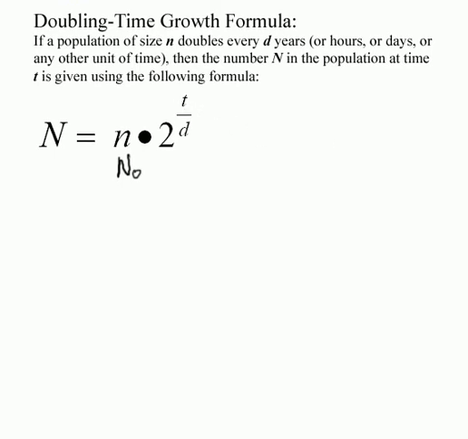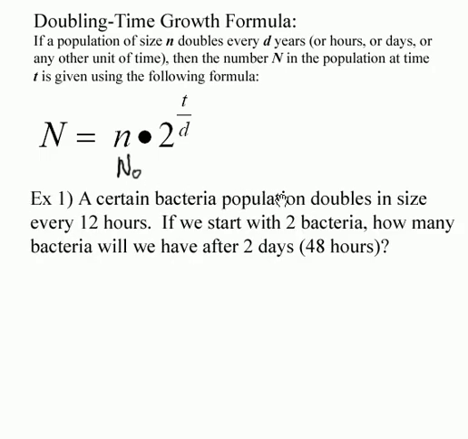Let's start with our first one, which says a certain bacteria population doubles. That's important because that means we use this formula. Doubles in size every 12 hours. If we start with 2 bacteria, how many bacteria will we have after 2 days? Now, be careful as you read the problem because you want to make sure the unit of time is the same. They're saying it doubles every 12 hours, but they're asking us for days. So I've supplied in parentheses that we need to convert those 2 days into 48 hours.